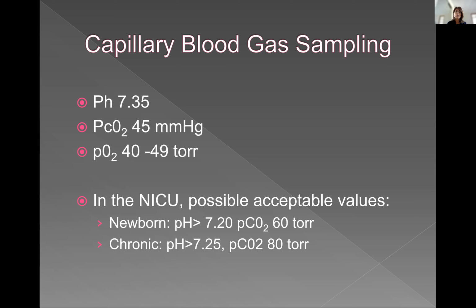And the pH will be in normal range, but it'll be the acidotic side of normal, so 7.35. CO2 is on the acidotic side of normal, 45. And then the PO2, did I tell you that it's about 10 millimeters mercury lower than arterial blood?